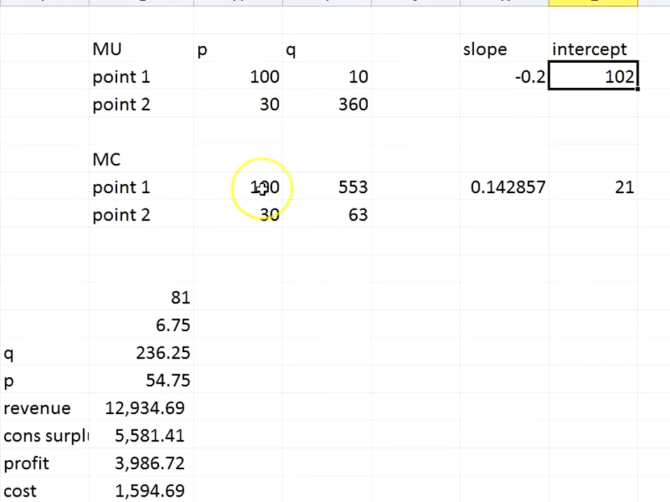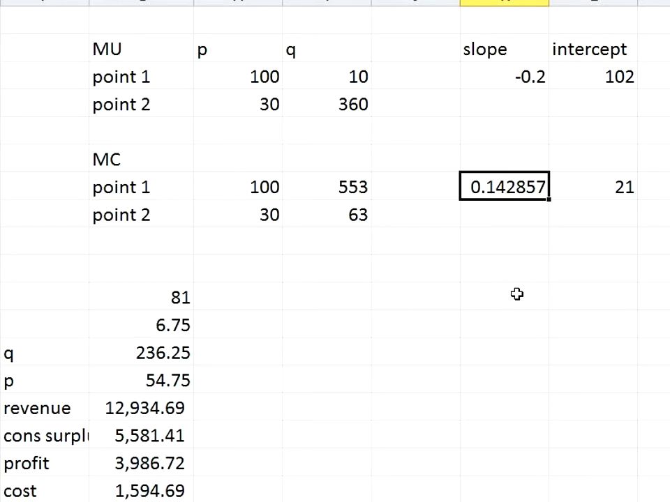In a similar way, we can compute the slope to be the difference between the marginal cost at different levels of operation for the producer. So we subtract 100 minus 30 as the marginal cost and divide that by the difference in the number of units, which is 553 at the highest level and 63 at the lowest level. So that gives us 0.142857, which is 1/7, positive.